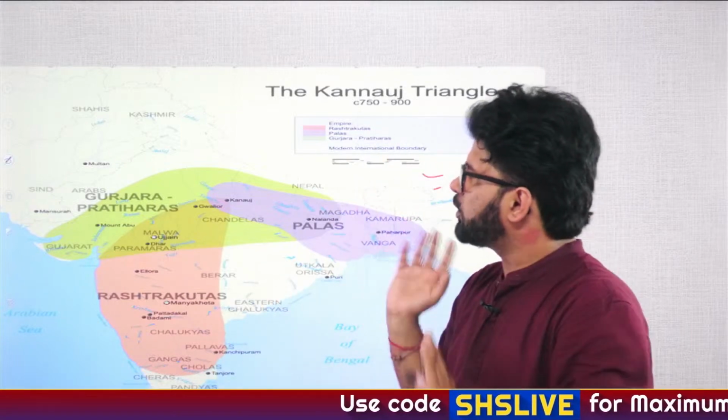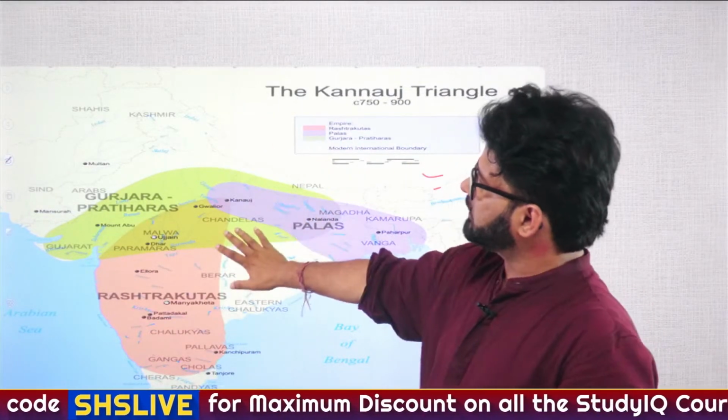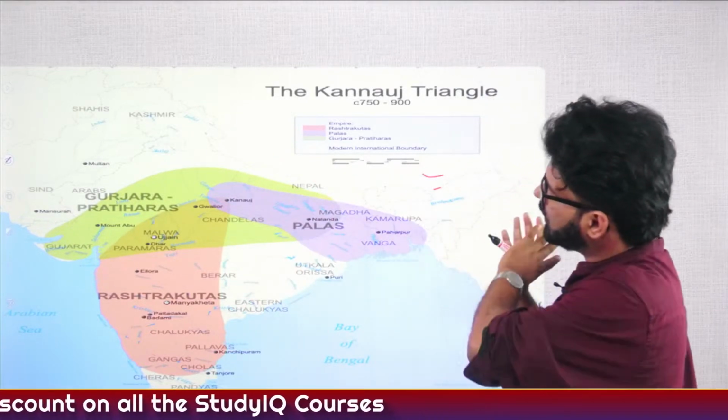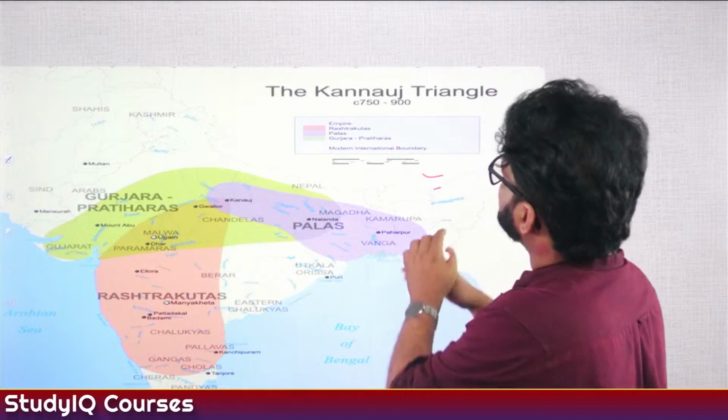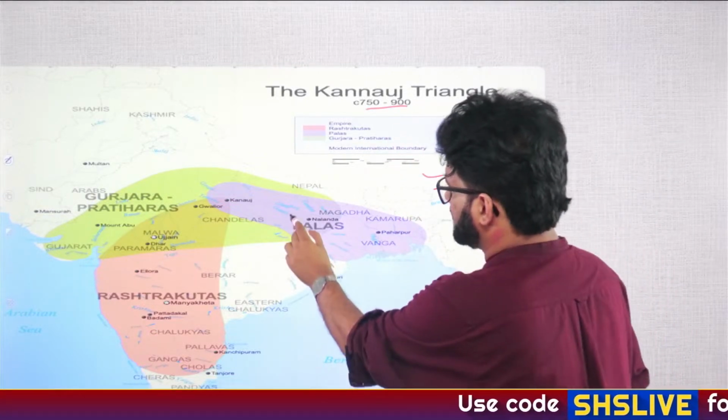And that's what I try to do. In most of the lectures, I try to have a map. Look at this map, and via this map, try to solve most of the questions related to early medieval India, especially the 750 to 900 or 750 to 1000 AD portion. So if you see Palas, see here.